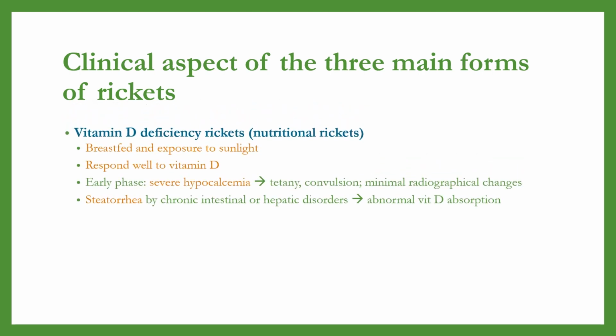Clinical aspects of the three main forms of rickets. First is vitamin D deficiency rickets or nutritional rickets. Breastfed infants and those with exposure to sunlight respond well to vitamin D. Early phase of vitamin D deficiency rickets is severe hypocalcemia and steatorrhea caused by chronic intestinal or hepatic disorders.